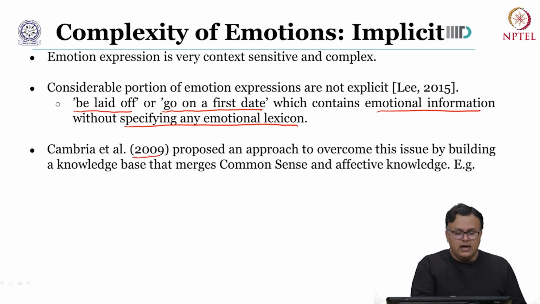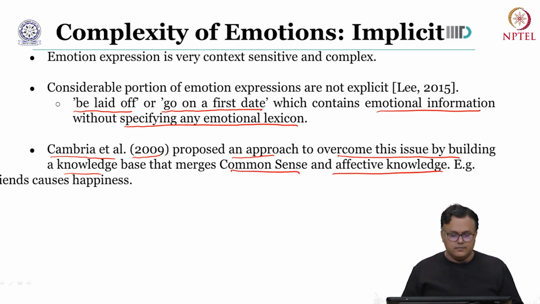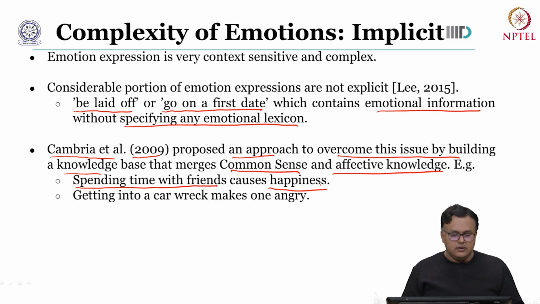Now in 2009, Erik Cambria and others proposed an approach to overcome this issue by building a knowledge base which merges common sense and affective knowledge. Example, spending time with friends causes happiness. Getting into a car wreck makes one angry, right? So adding common sense and the affect knowledge. If this happens, this would be the generic affect which would be there.